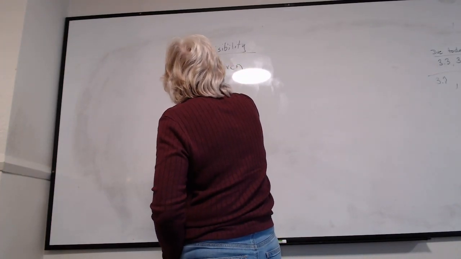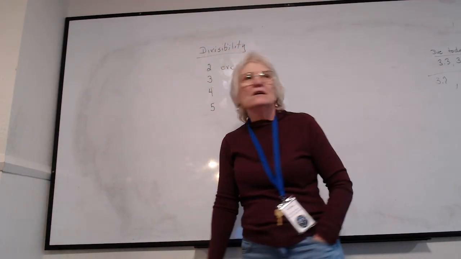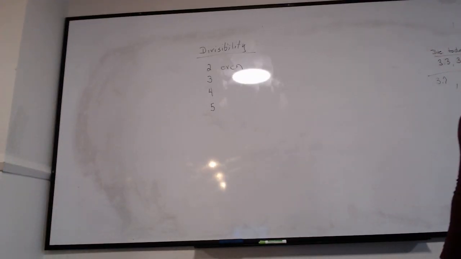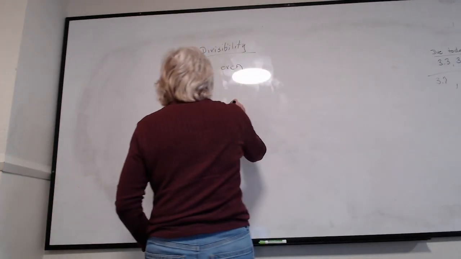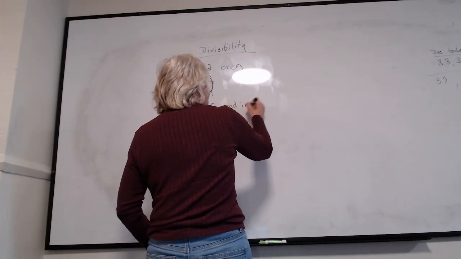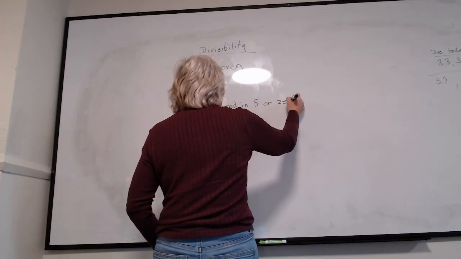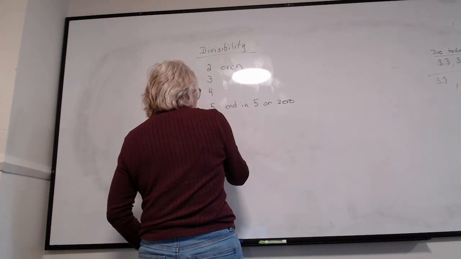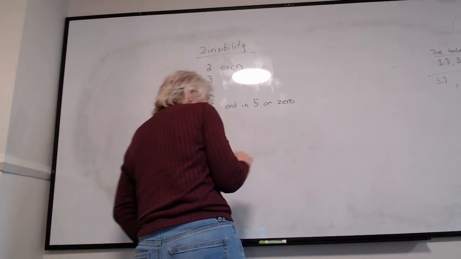We looked at 5 already. How do I know if something is divisible by 5? Jonathan? It ends in 5 or 0. Yes, it ends in 5 or 0. Okay. 7 we're not going to know. We're going to go up to 9. We can tell 6, but we haven't talked about 3 yet.